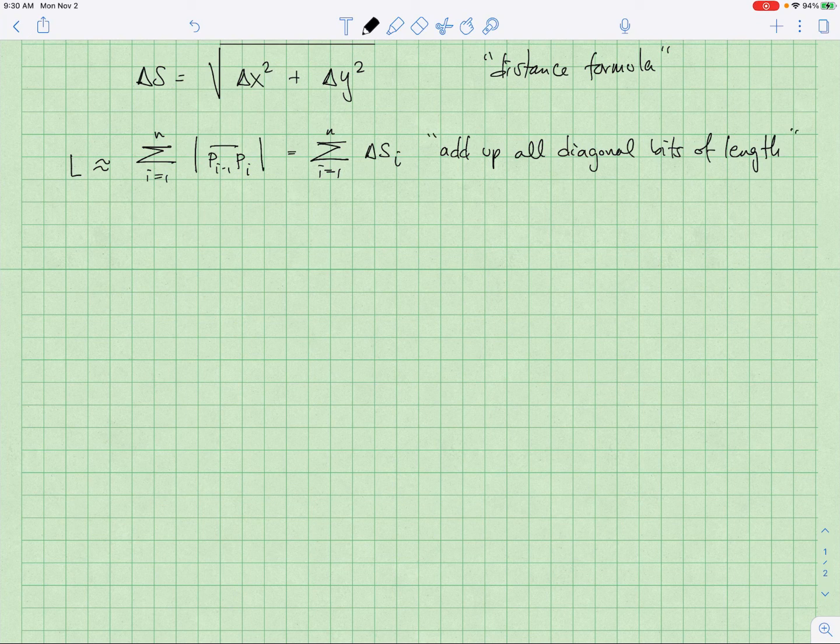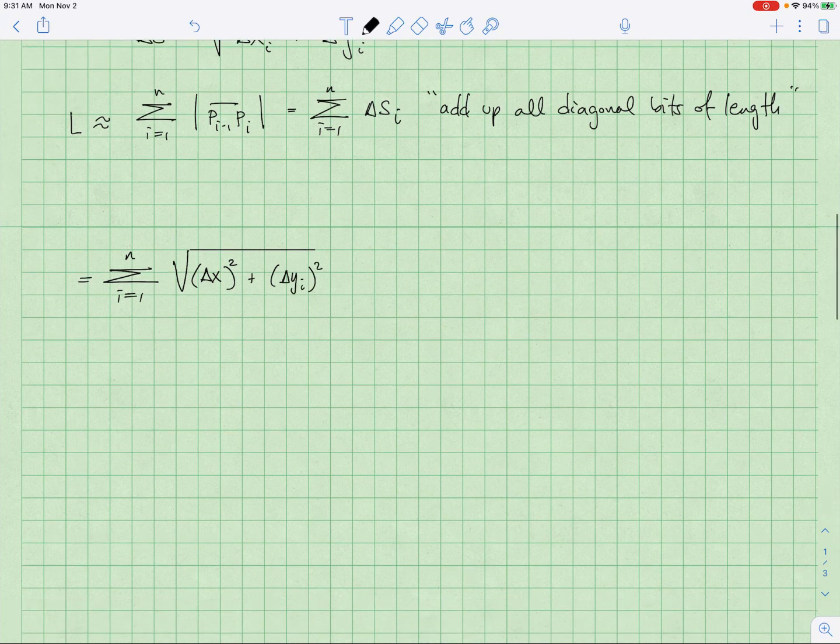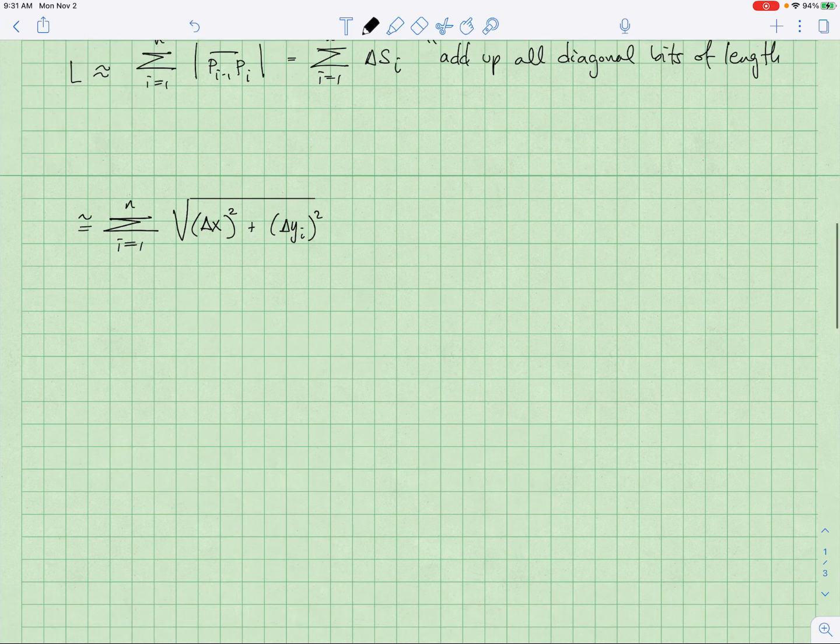Okay. But we have a formula. Let me put some sub i's on this here. So that then becomes the sum from i equals 1 to n of the square root of delta x. I would put sub i there, but all the delta x's are the same. Plus delta y sub i there squared. Now, that is what the arc length is approximately. So how can we get a better approximation?